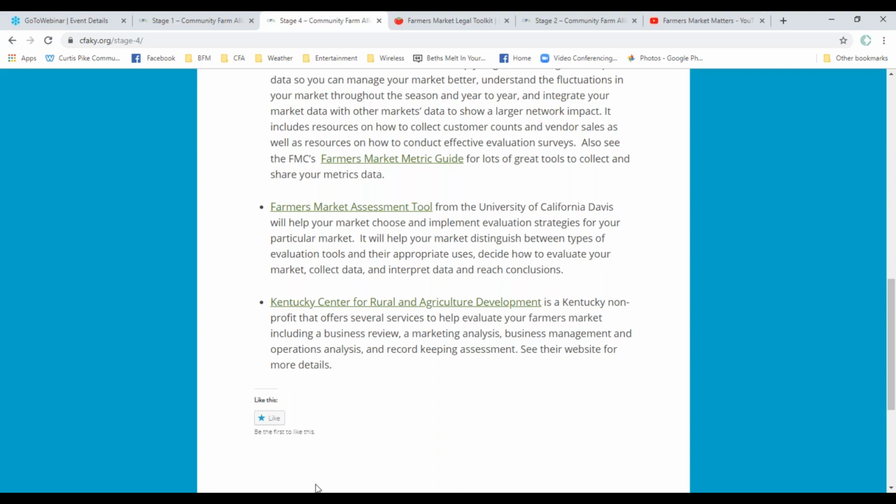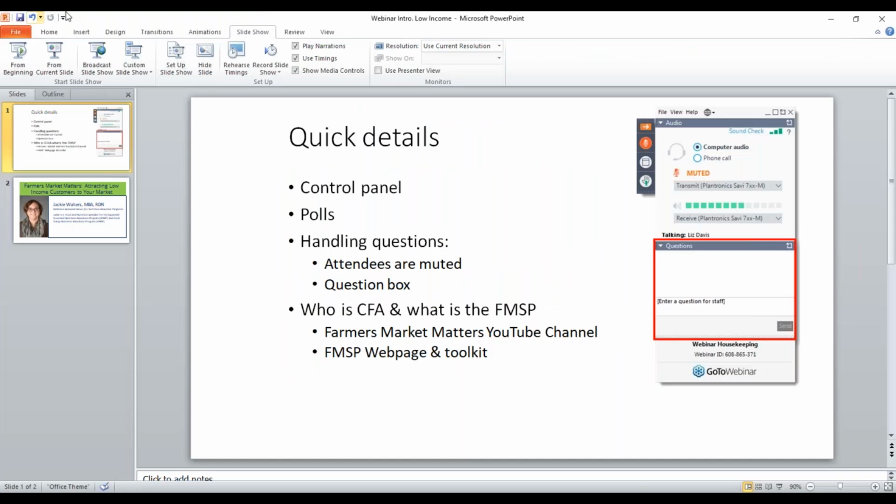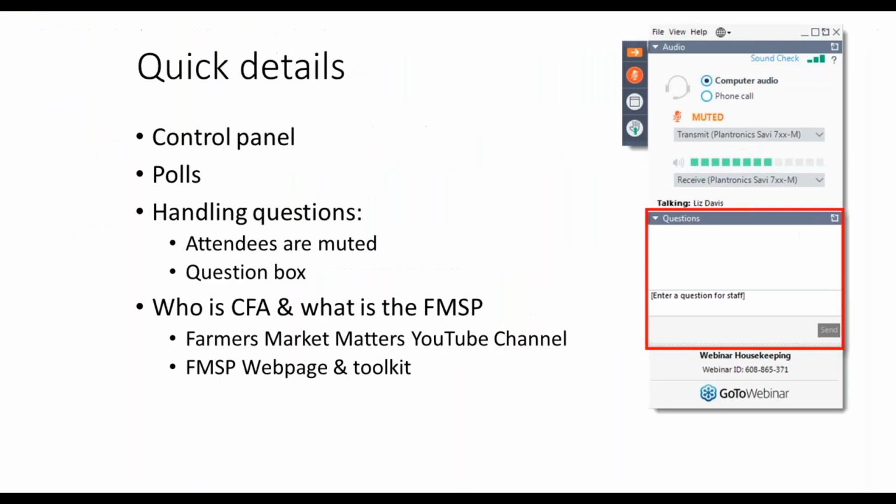So the next thing I just want to quickly go over is the toolbar, for those of you for whom this is the first time you're using it. You all are muted, but if you do have a question, you can just press that raise hand and we will recognize you and unmute you if that is how you want to do it. The other way you can ask a question is right here under the questions bar. You can just enter your question right there. And I think that is it for the introductions.